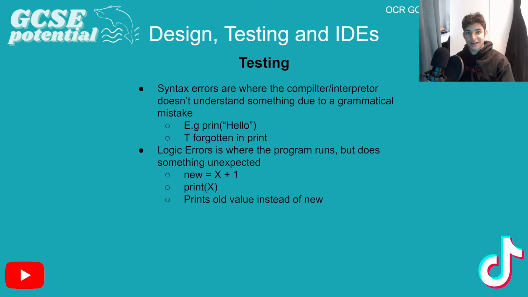Logic errors are slightly different, and that's where the program does run, but it does something unexpected. It's not what you wanted to happen. That's because there's an issue with the logic of the code. So the example here is that you do new is equal to x plus 1, print x. So what could have been the issue is they should have printed new instead of x. So yeah, that's just a logic issue. They made a mistake there. So just to reiterate, syntax is where there's a grammatical error with the actual code, how you've written it. And logic errors is where there's an issue with the logic of the actual code.